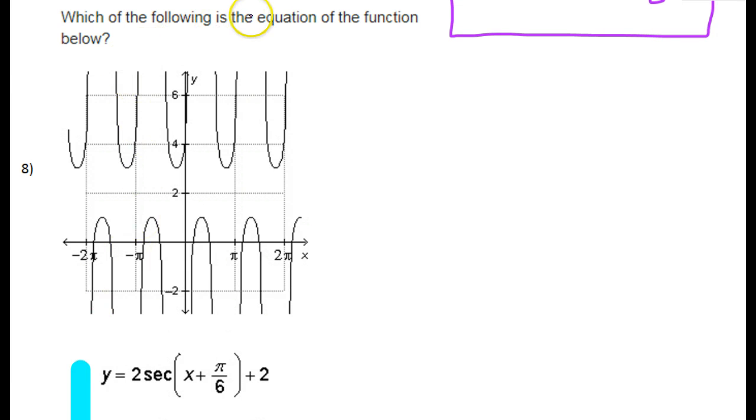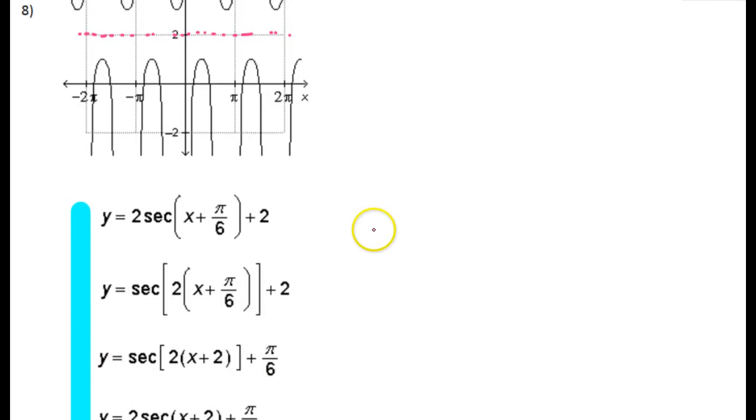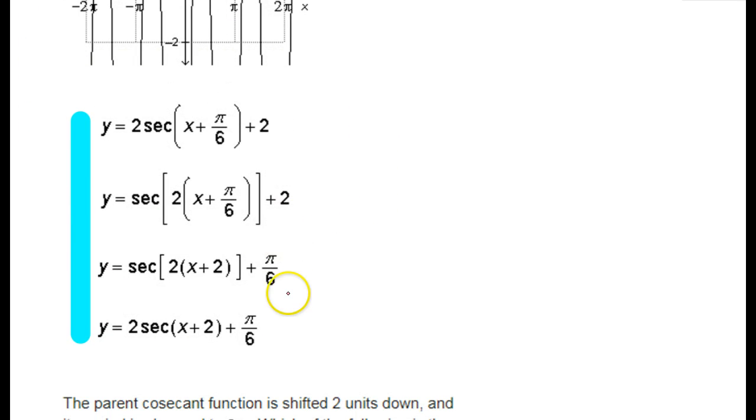Which of the following is the equation of the function below? Well, let's narrow it down first by the midline. The midline of an unshifted secant function would be the x-axis, but the midline of this graph appears to be 2. So for starters, let's eliminate any function that does not have a midline of 2.